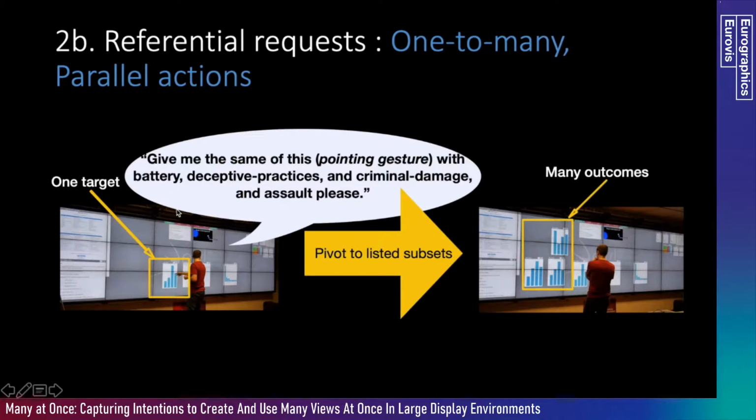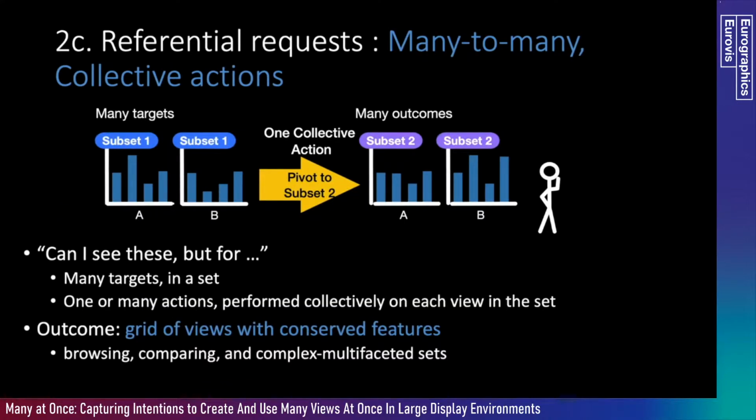In the example shown here, the participant targets a view showing theft and then asks to pivot it to several new crime types to compare the frequencies by a conserved data attribute. Participants also scaled up their actions through collective copy and pivot referential requests. They would do this by indicating many on-screen targets by saying, can I see these views, pointing at a set, but for some new portion of the data set.